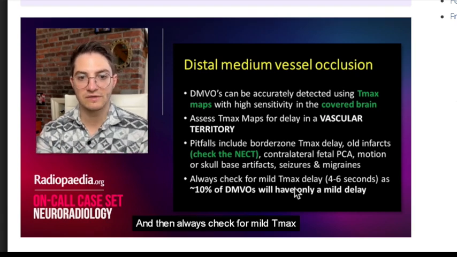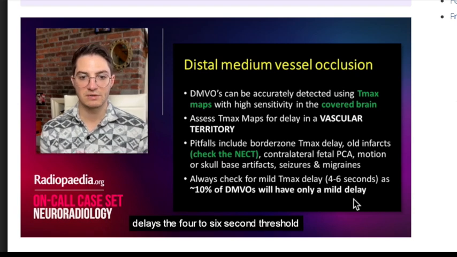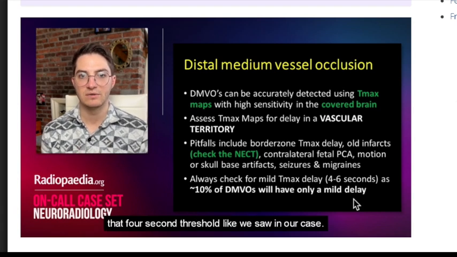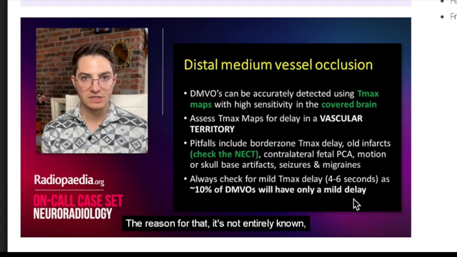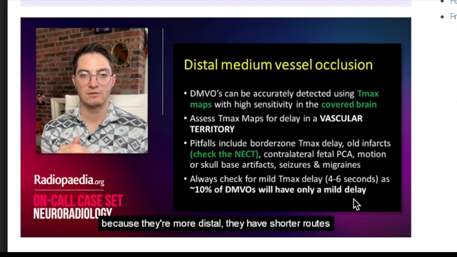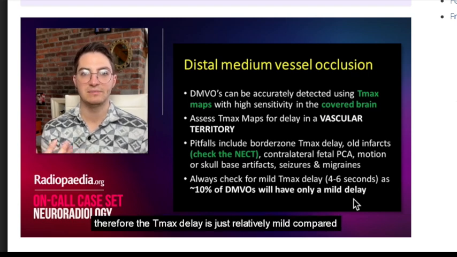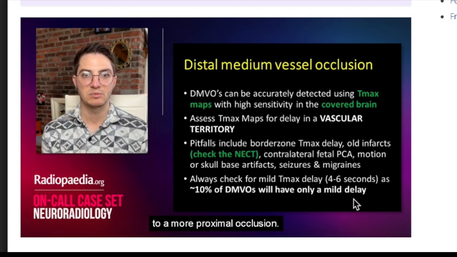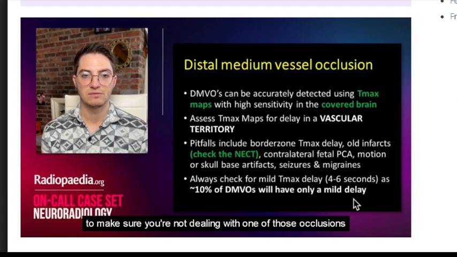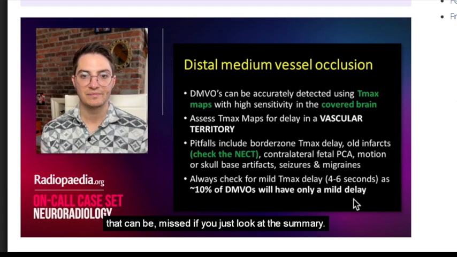And then always check for mild Tmax delays, the 4 to 6 second threshold, because approximately 10% of distal medium vessel occlusions are only going to have a mild delay and only show up on that 4-second threshold, like we saw in our case. The reason for that is not entirely known, but it's theorized that because they're more distal, they have shorter routes of collateral flow, so the Tmax delay is relatively mild compared to a more proximal occlusion. So again, always check the lower thresholds, the mild delays in the 4 to 6 second range on the maps, to make sure you're not dealing with one of those occlusions that can be missed if you just look at the summary.